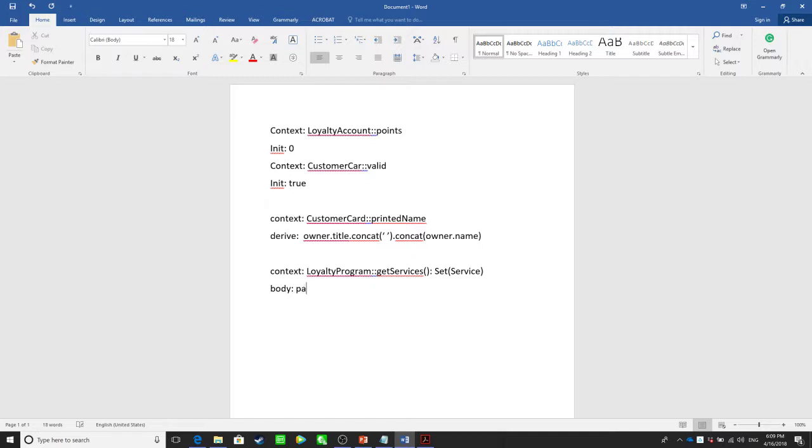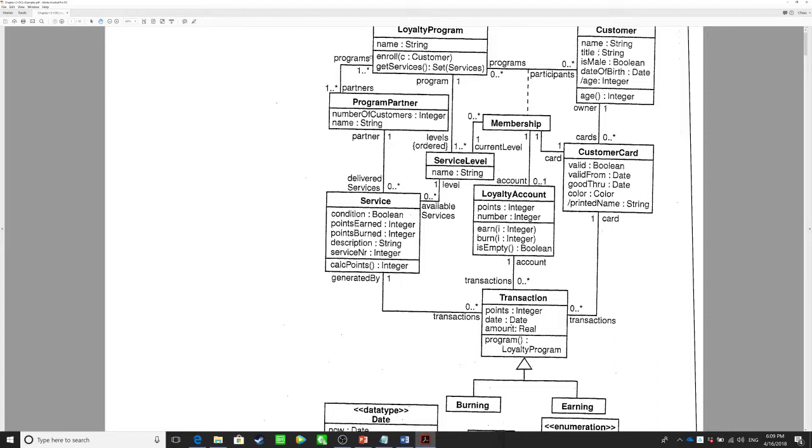It's basically partners dot delivered services. Okay, so we are trying to say what this get service is, and we're using partner.deliver service. What is partner? Let's see.